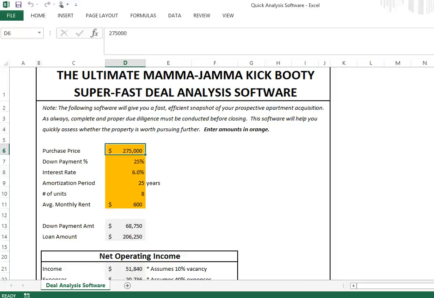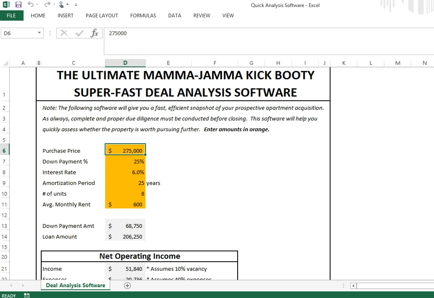All right, so here it is. This is an example. We're going to walk through the ultimate mamma jamma kick booty super fast deal analysis software. I'm going to pull a couple of examples and run you through it so that you can see how the tool works. We can talk about what it is used for and what it is not used for, and what the purpose is.